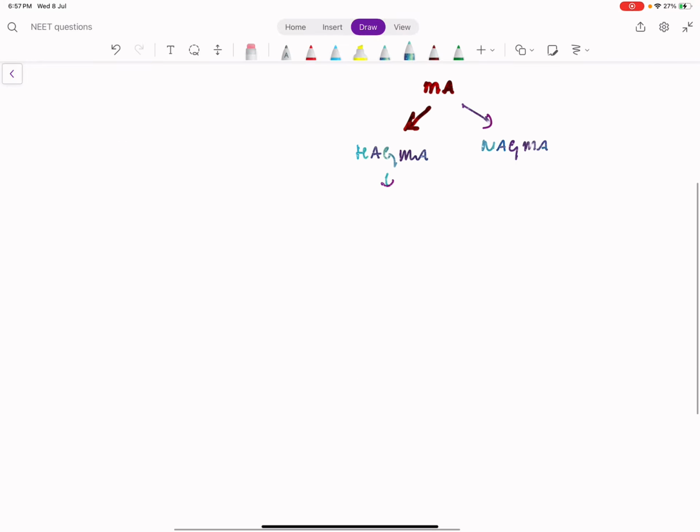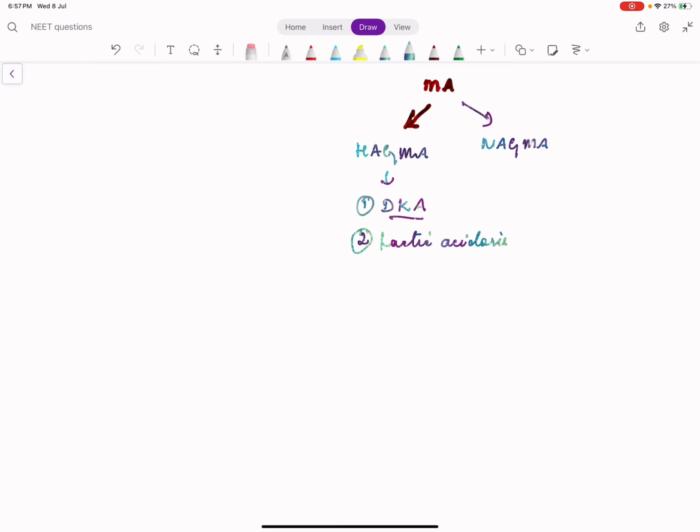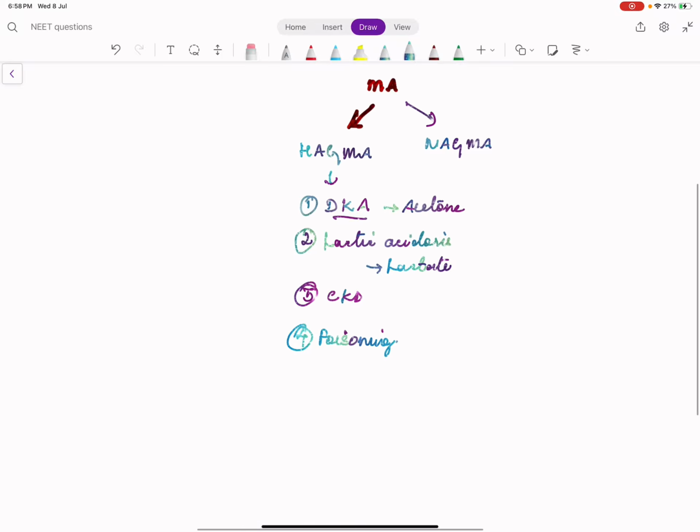There are 4 causes of high anion gap metabolic acidosis. That's the mnemonic MUDPILES, but if you remember the 4, the first and most important cause is diabetic ketoacidosis. Then we have lactic acidosis. That is, some components are getting accumulated in the blood. In DKA, acetone gets accumulated. In lactic acidosis, lactate gets accumulated. And in CKD or uremic acidosis, again few acids get accumulated in the body, and there are some poisons like methanol poisoning, ethylene glycol poisoning. These are some acids added onto the body.